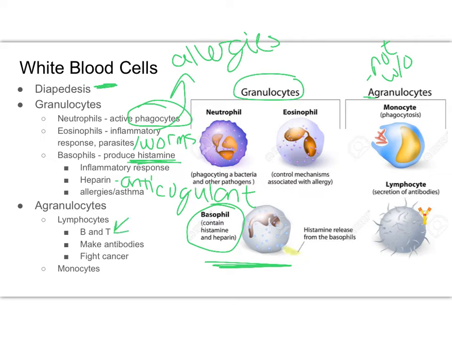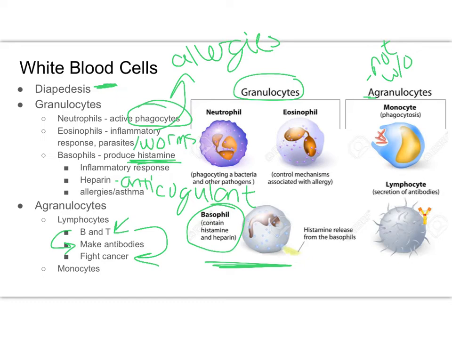B lymphocytes are going to make antibodies. We'll talk more about these when we do immune system stuff. So B lymphocytes will make antibodies. T lymphocytes can turn into natural killer cells, which can help fight cancer. And they also can make helper T cells, which can tell the B cells to make more antibodies. So again, you have two types of lymphocytes. B cells, which actually make antibodies. T cells, which can become helper T cells, which tell the B cells to make more antibodies. Or they can also turn into cytotoxic T cells or killer cells, which can help fight cancer.